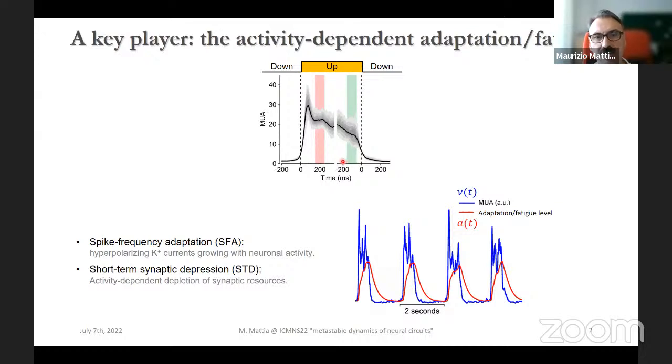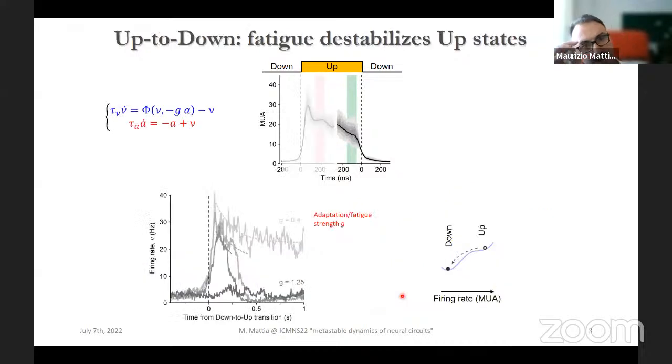And the ingredient is a kind of self-inhibition, which represents the fatigue of this network. In this up-down cycle, where the blue means the firing rate of the pool and the red represents the level of fatigue, you see that you have a maximum fatigue at the end of the up state, and then there is a kind of recovery period during the down state. This red state variable is associated with the phenomenon of spike frequency adaptation. And this level of fatigue, under mean field approximation, can be very well described as an inhibitory feedback.